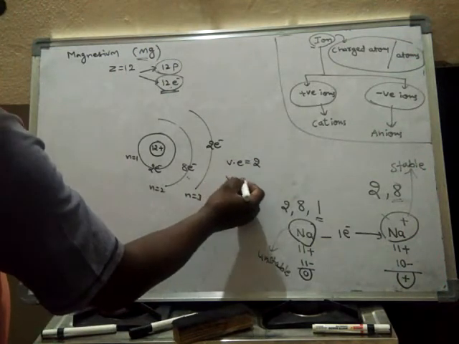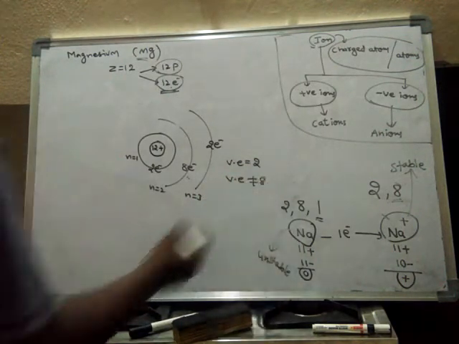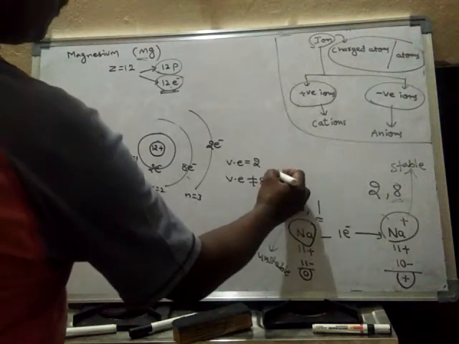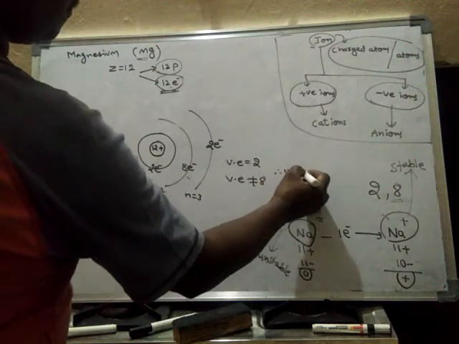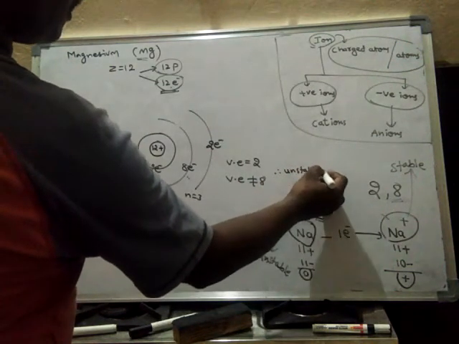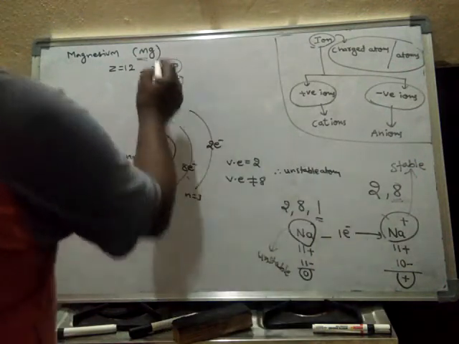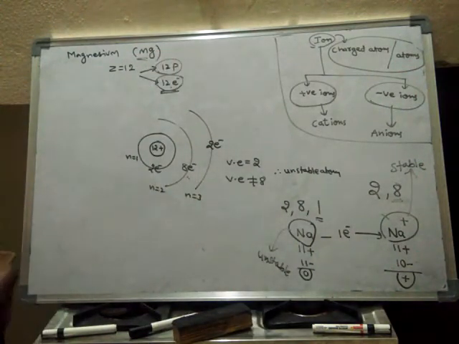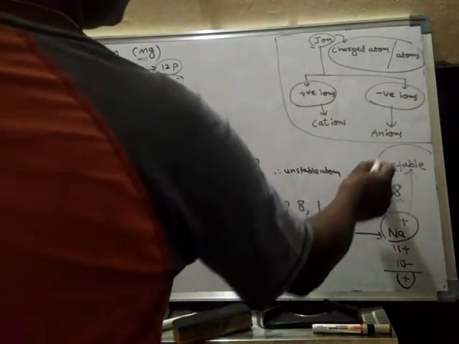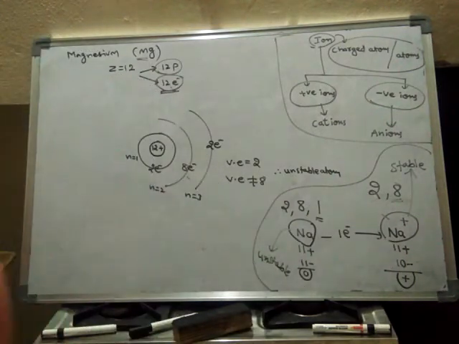So is it equal to 8? No, it is not equal to 8. Hence, therefore, it is an unstable atom. So the magnesium atom is an unstable atom. Right. Then will it try to become stable? Magnesium atom, will it try to become stable? Yes, it will try to become stable.